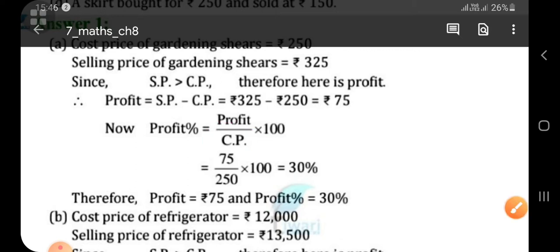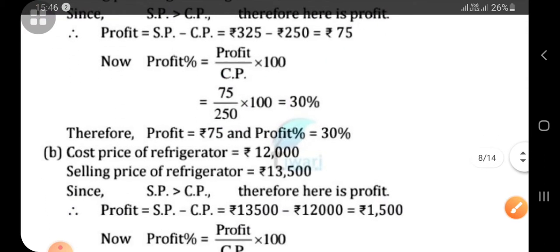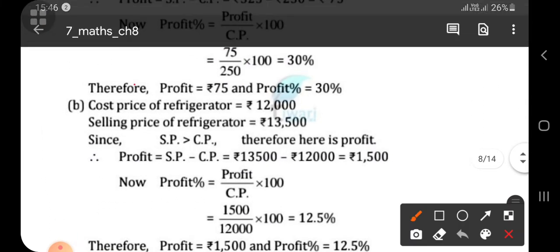So here you got profit in rupees. Now find out profit in percentage. Profit 75 rupees, cost price 250. So it's 75 upon 250 multiplied by 100. Simplify it, you will get 30 percent. So profit in rupees 75, profit percentage 30.